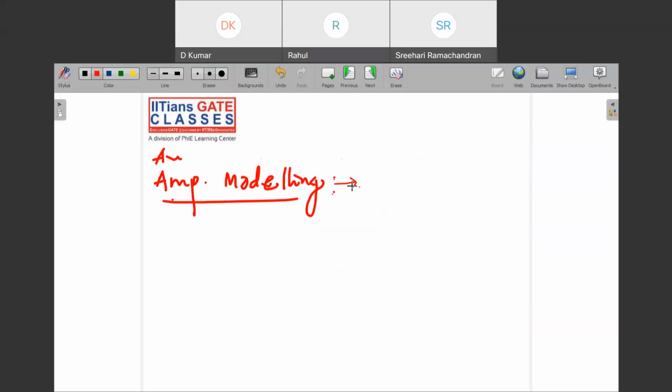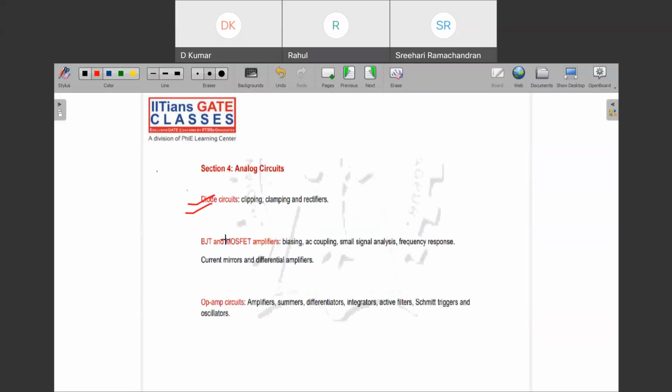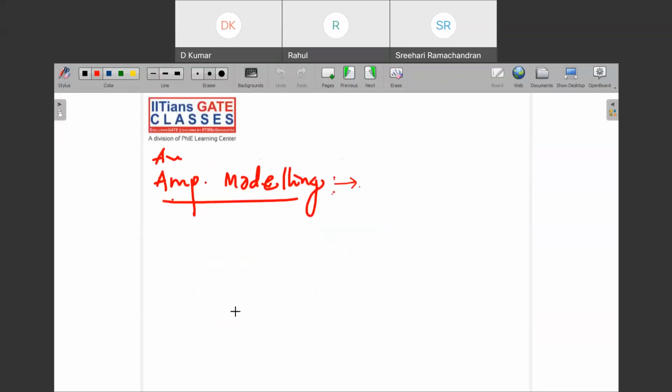As I said, the very first topic in the syllabus was diode, then BJT, MOSFET, and op-amp, right? But we started with op-amp because the questions we can expect in the HAL examination will be quite easy, and you can solve questions from this topic within less amount of time. So we started with amplifier modeling, and we discussed how to model an amplifier.